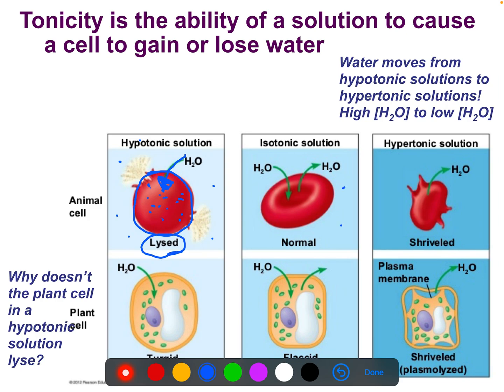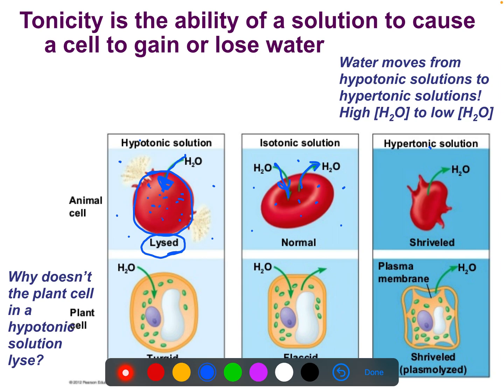Now, if this red blood cell is placed in a solution with an equal number of solutes, then we're saying it's an isotonic solution. And so in this case, water is going to move in and out of this red blood cell at an even pace or an even amount.